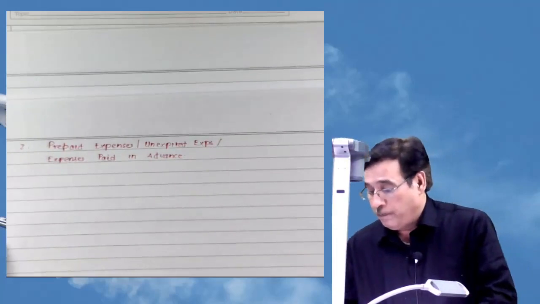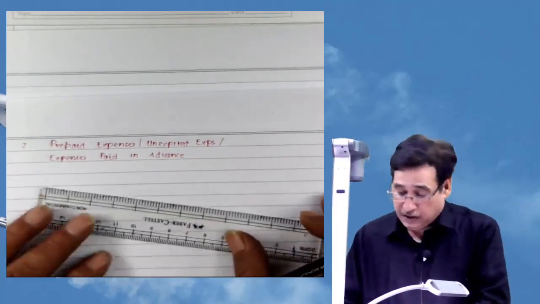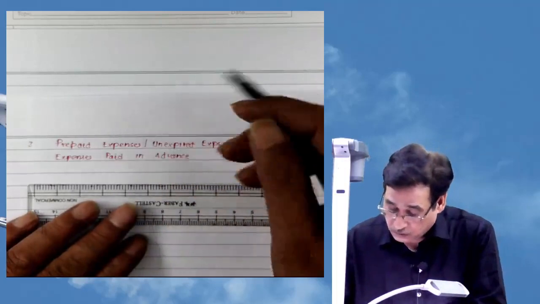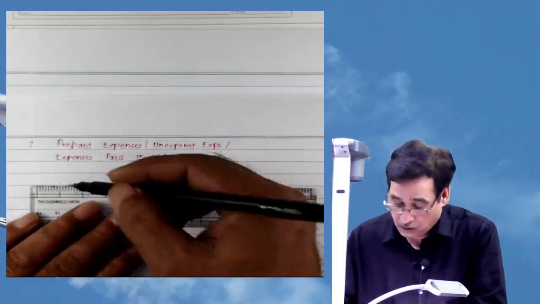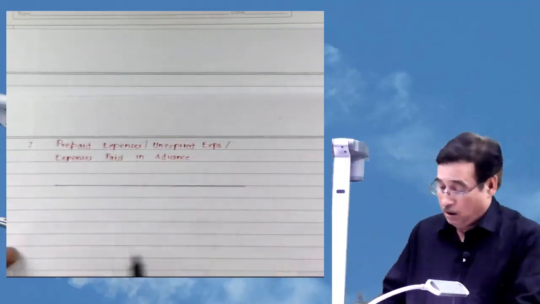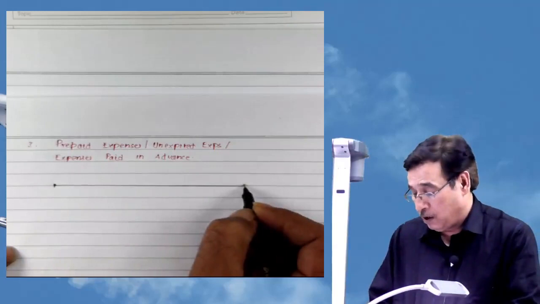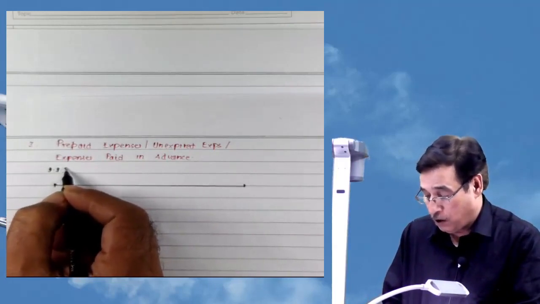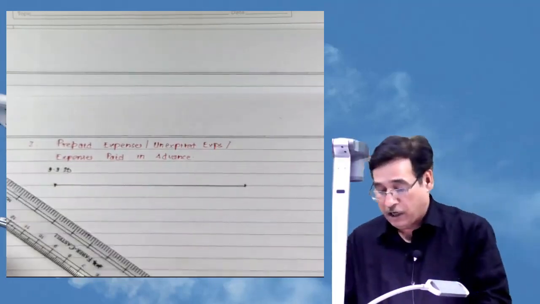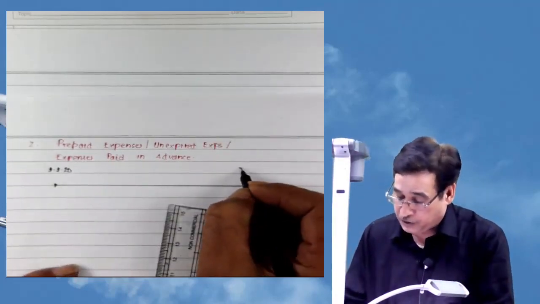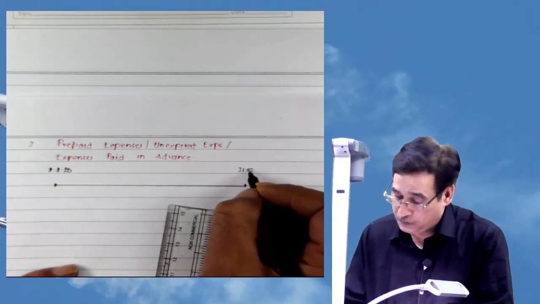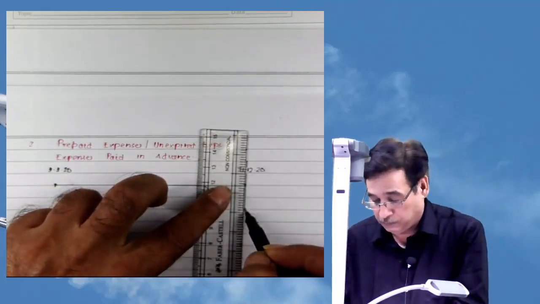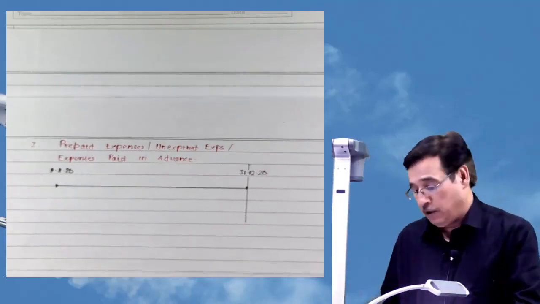What does it mean? First of all, let me clarify the things. Let us say this is your accounting year. Let us say your accounting year starts from 1st of January 2020. It will end as at 31st of December 2020. Your accounting year will end over here, correct? Is it clear to you?